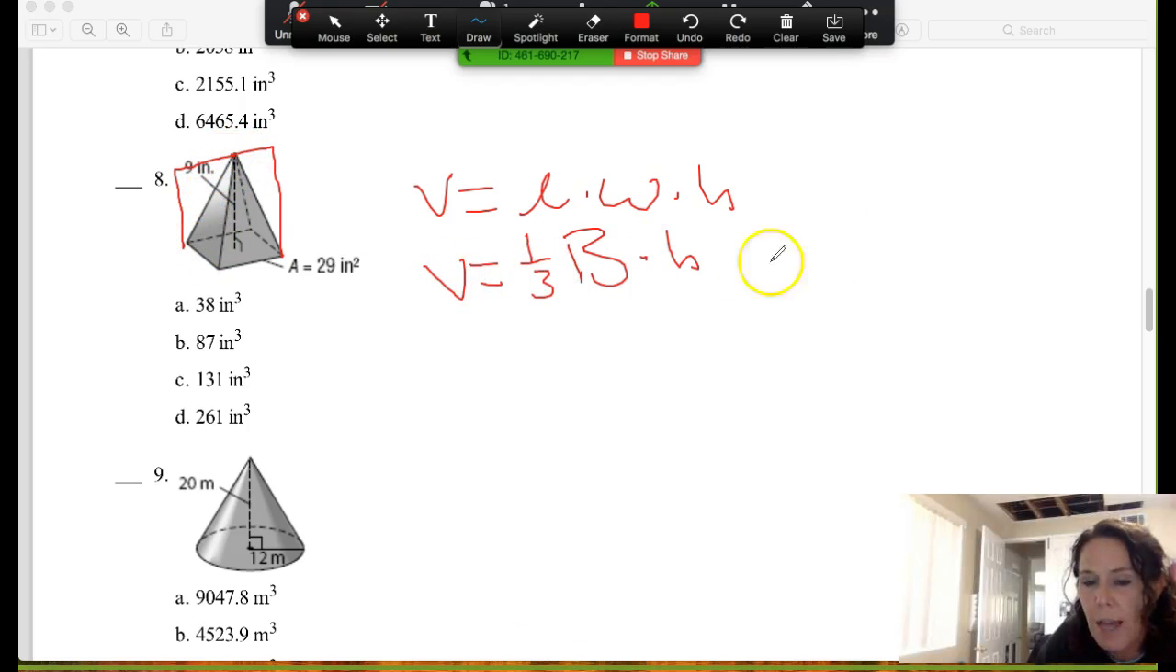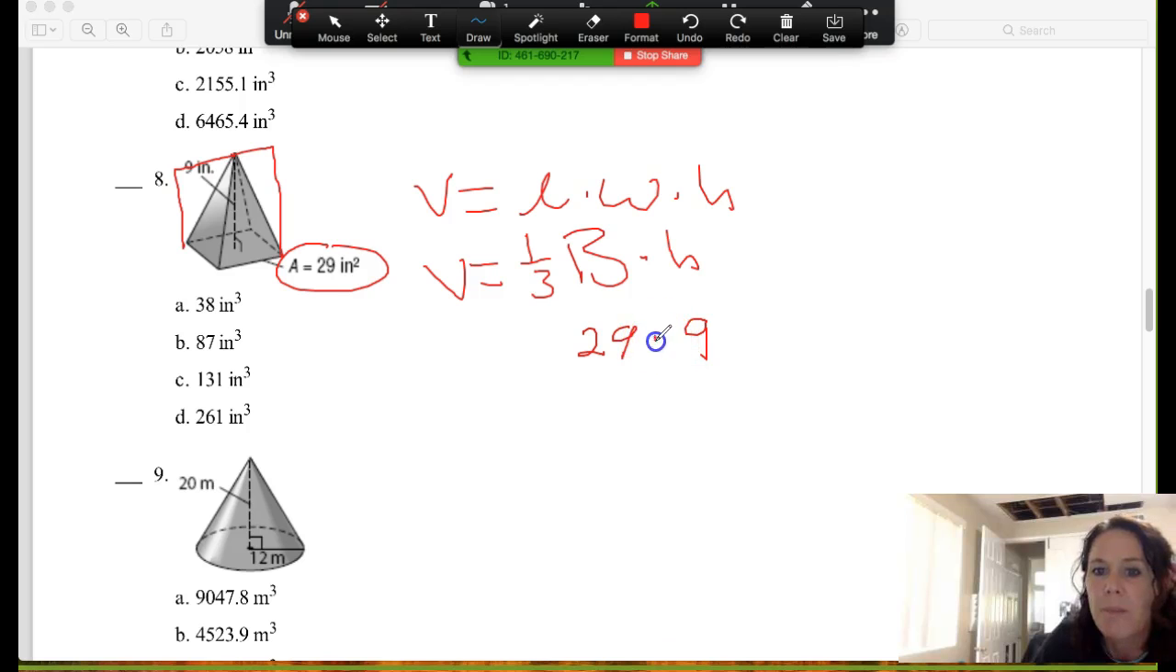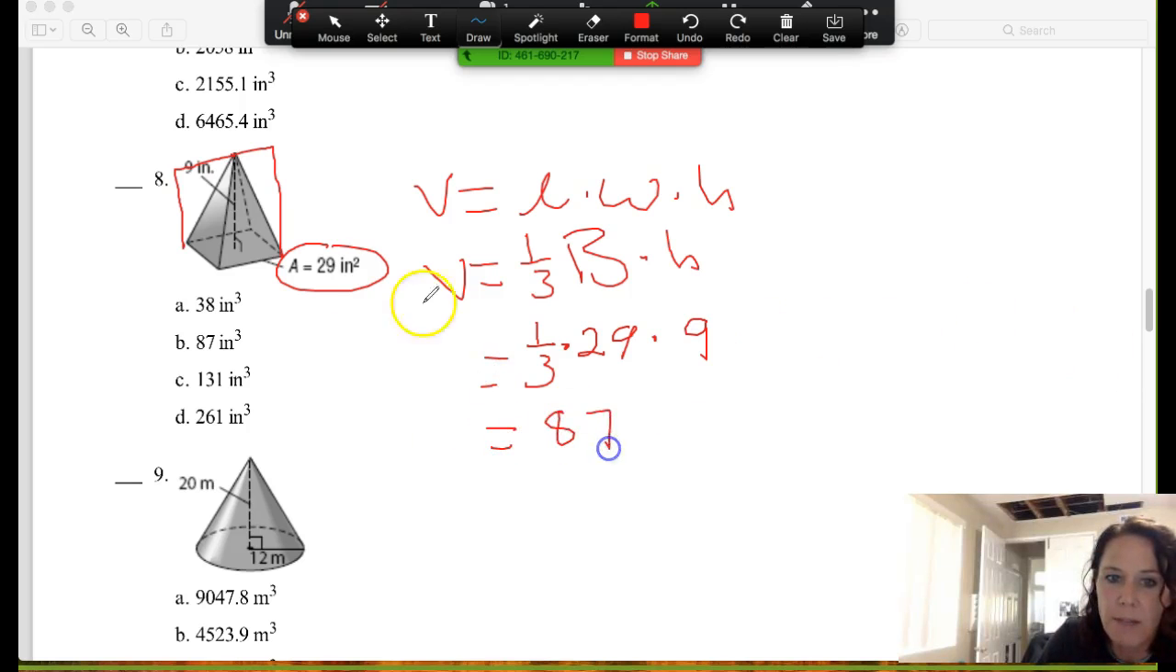Okay, so the actual height of the pyramid we know is 9 inches. Now big B, meaning the area of the base, would be this times this, but they went ahead and said the area of the base is 29 inches, so I don't even have to find that out. I'm just going to plug in 29 for the area of the base. So 29 times 9 times 1/3. Now you can just do this on your calculator. 29 times 9, and then divide that by 3, and you're going to get the volume is 87, and that would be in inches. So B.